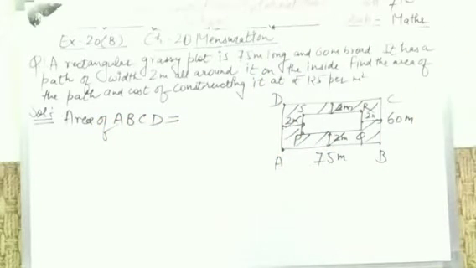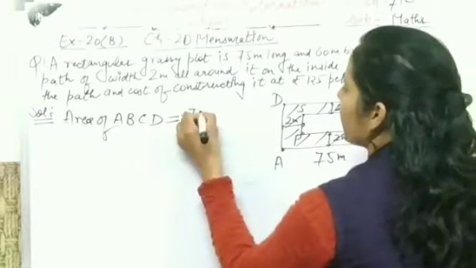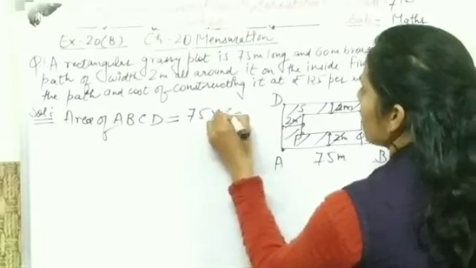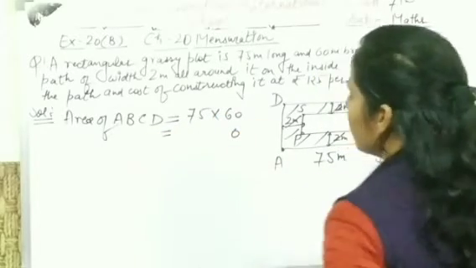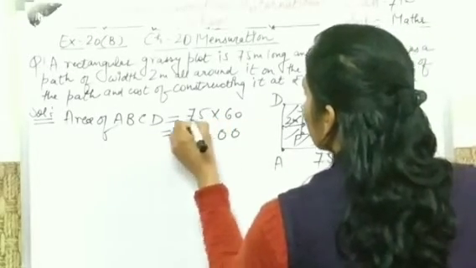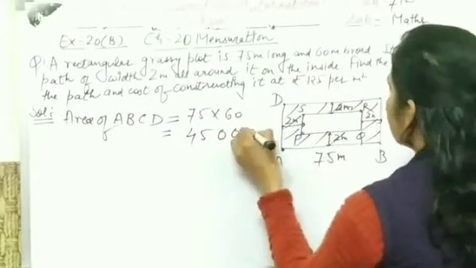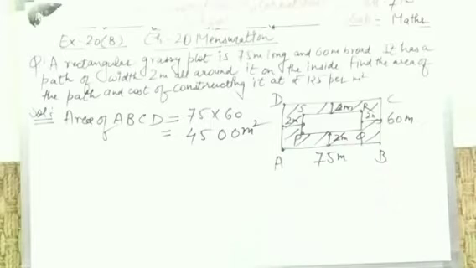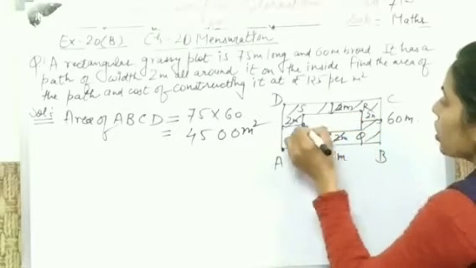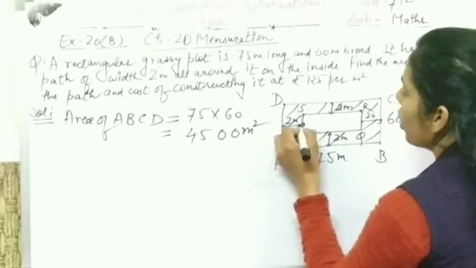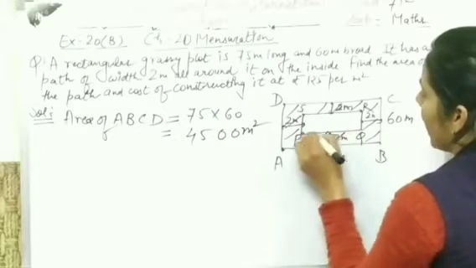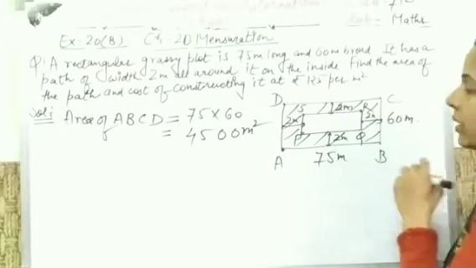The formula for the area of a rectangle is length into breadth. Here length is 75 and breadth is 60. So when we multiply, we get 4500 meter square. Now, the dimensions of the inner rectangle are not given, but we can easily find them because we know that there is a path of width 2 meter all around this rectangle.